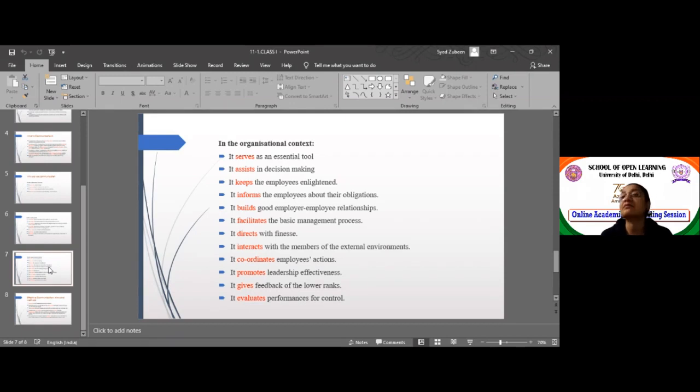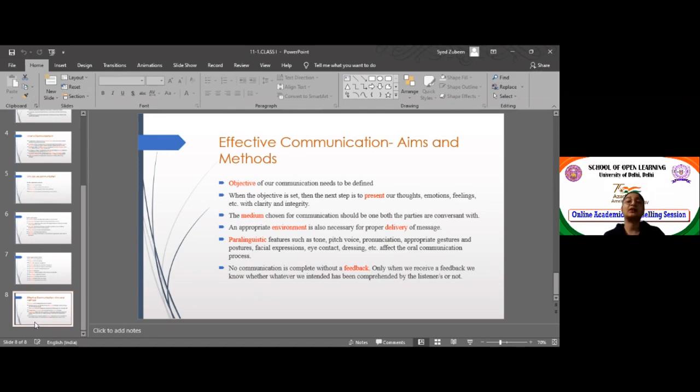It helps in facilitating the basic management processes. It helps in coordinating the organization within the organization, and the kind of coordination that's happening among the employees, and it helps in promoting active leadership. It also helps in evaluating the employee or the professional. And of course, the main idea of feedback, that you can always receive and give feedback in an organization through the tool of communication.